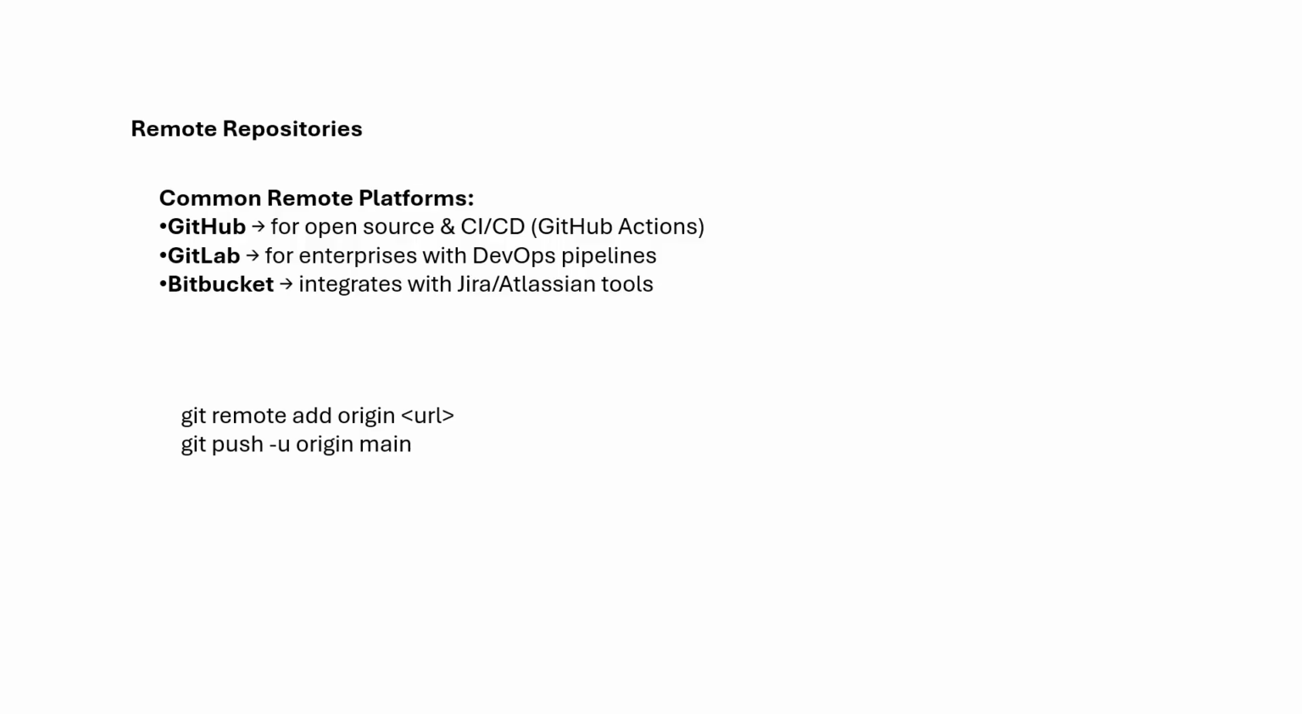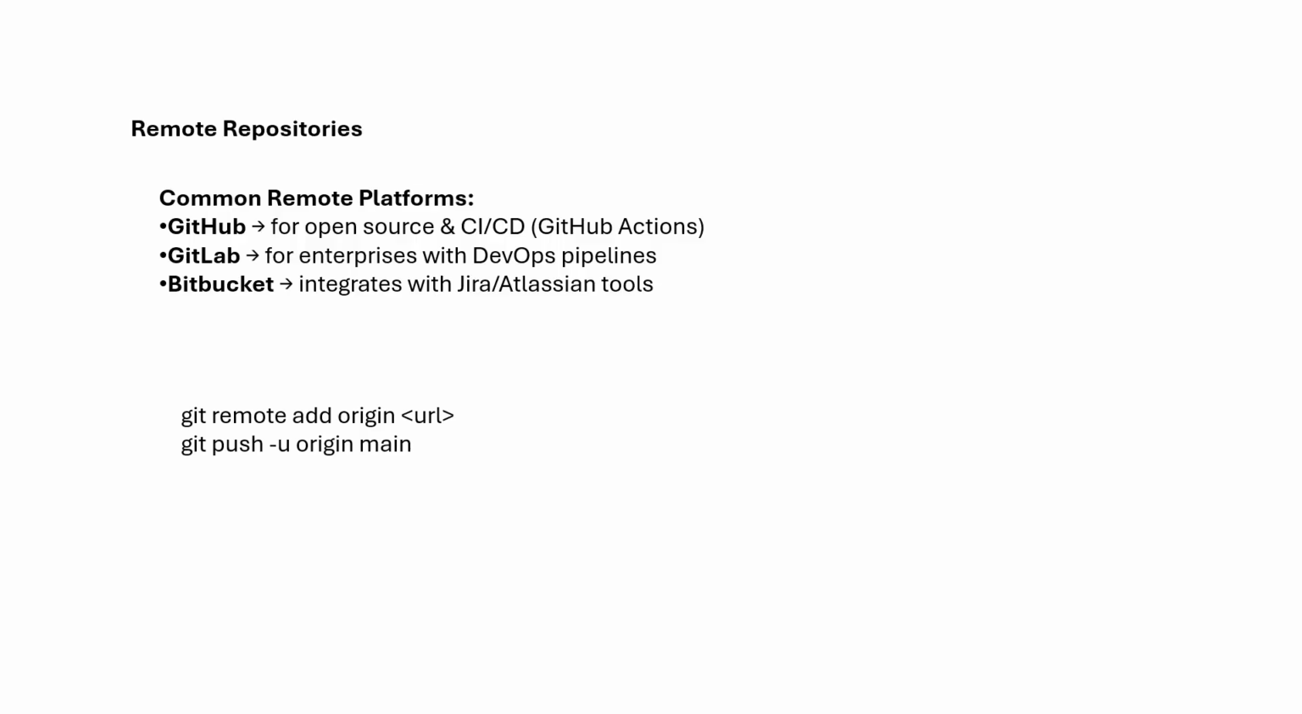So common remote platforms. GitHub is open source, and we have GitHub Actions, which nowadays is used to configure CI/CD pipelines. Even yesterday we tried to create a GitHub account, right? So you can use that one. And we have GitLab, which is for the enterprise with the DevOps pipeline. That is an enterprise offering. And Bitbucket is from Atlassian, so it integrates with Jira and many Atlassian tools easily. The most commonly used ones are GitHub and Bitbucket.